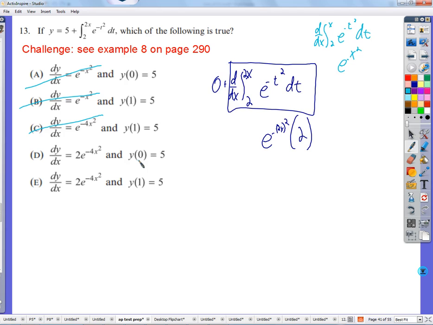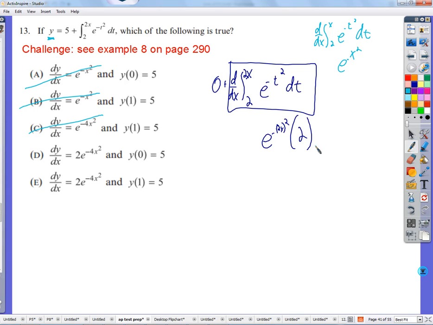Right? And it says y of 0 is 5 or y of 1 is 5. Where's the function y? The whole thing plus 5? No, the original. This is y. Oh, the original. So for the second part of the statement, we don't concern ourselves with this. It's all about y.